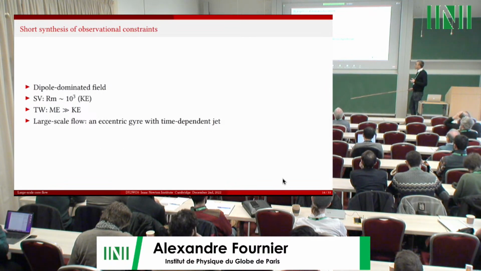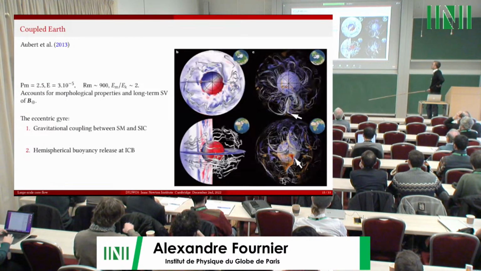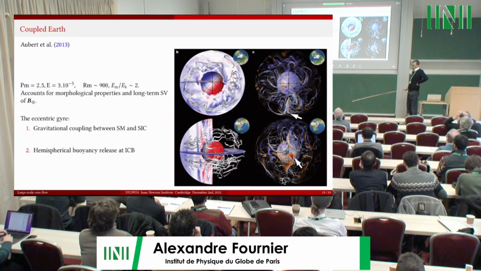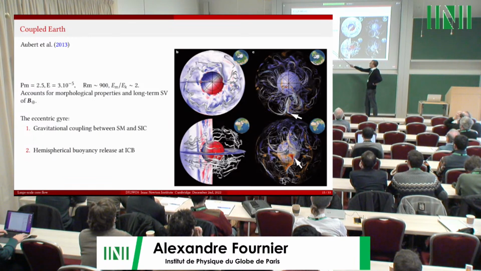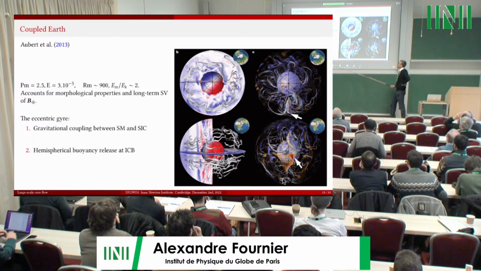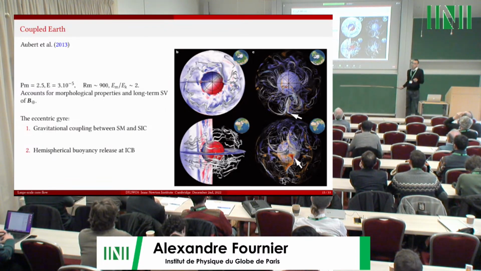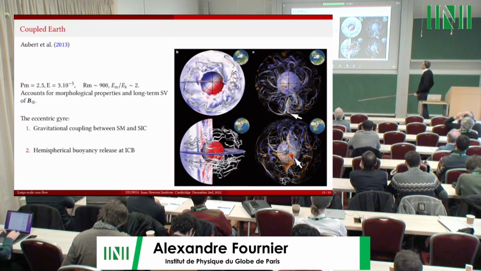and constraints. So I will start with the Coupled Earth model by Aubert and colleagues. The Coupled Earth model is remarkable in the sense that it can account, in a statistical sense, for all the properties that I listed. It has a magnetic Prandtl number of 2.5, an Ekman number of 3 times 10 to the minus 5. The magnetic Reynolds number is 900, and the magnetic to kinetic energy ratio is about 2. So it accounts for the morphological properties and also the statistical properties, the hemispherical dichotomy of the secular variation of the Earth's magnetic field.